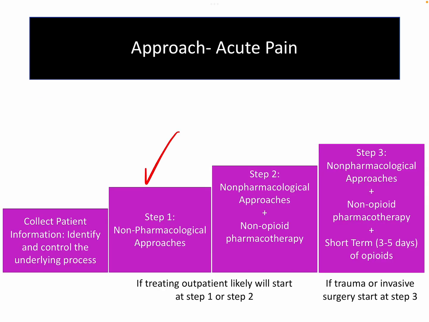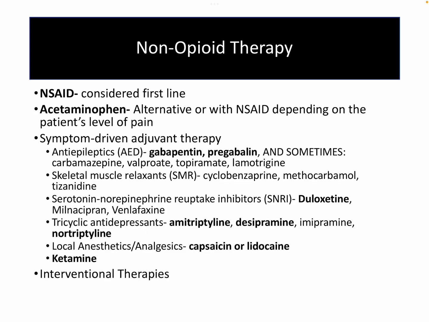Now we talked about pharmacotherapy. Let's talk about non-opioid pharmacotherapy. There are a lot. Now, I will say we do consider NSAIDs and Tylenol non-opioid analgesics, versus these, which are more considered like adjunctive therapies.